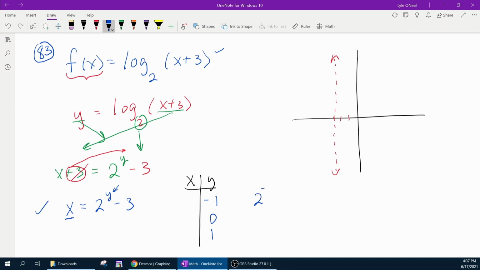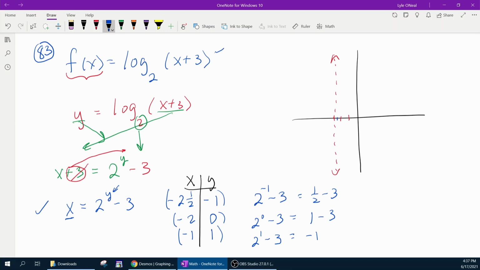So 2 to the negative 1 minus 3. 2 to the negative 1 is a half, and a half minus 3 is negative 2.5, and there's our first ordered pair. Next, 2 to the 0 minus 3. 2 to the 0 is 1. 1 minus 3 is negative 2. And last but not least, we have 2 to the 1 minus 3. Of course, anything to the first power is itself, so 2 minus 3 is negative 1. And now we have 3 good ordered pairs that we can plot and connect the dots.